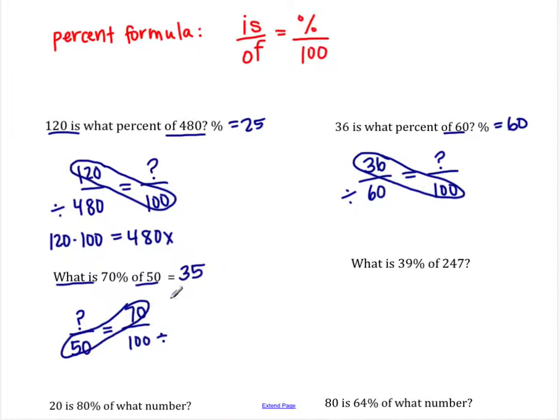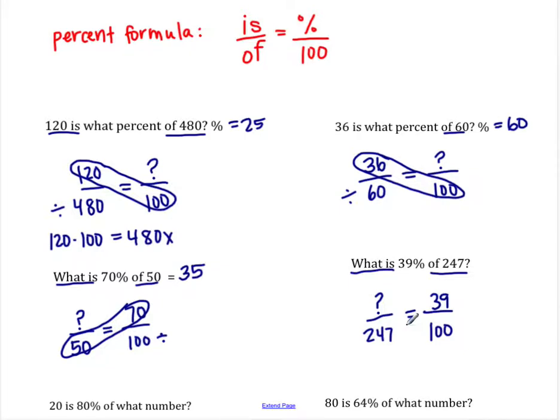So check my math if you're not following along. Okay, let's do another one like this. What is 39% of 247? So what is, so we don't know what the is number is supposed to be. 100 always goes on bottom. So we have 39% is our percent on the top of 247. Of goes on the bottom. So we multiply the numbers across from each other.